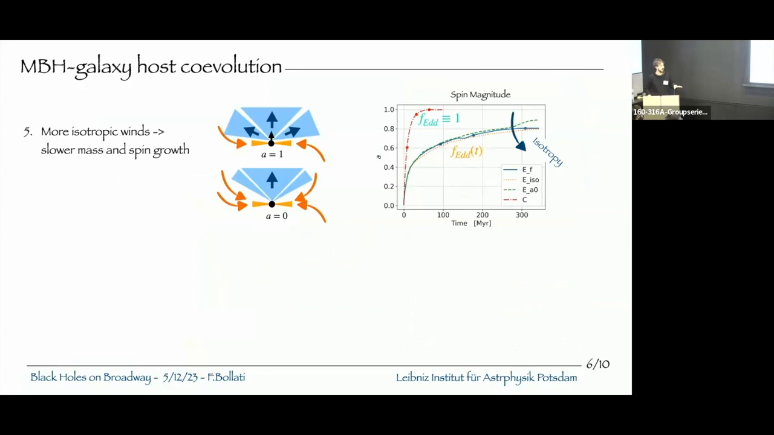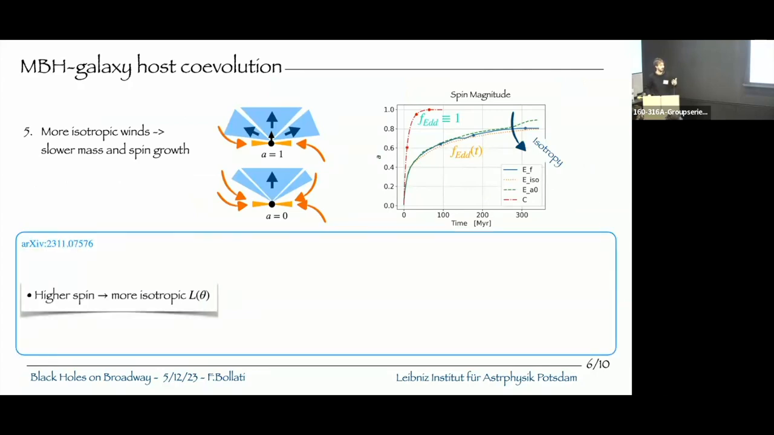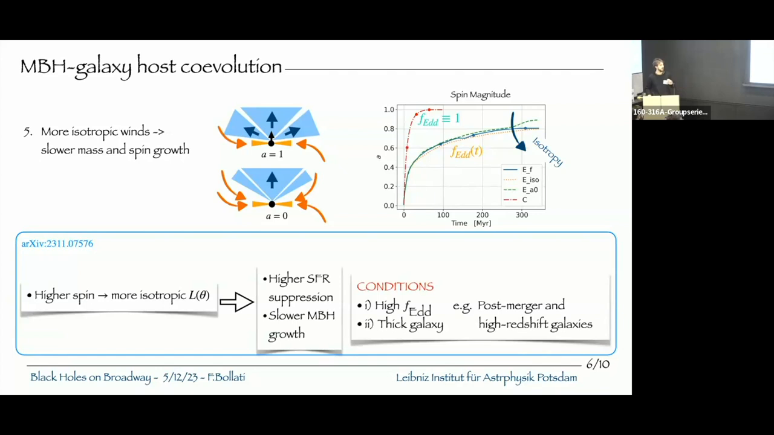To summarize this first part, we saw that for higher black hole spin, we have a more isotropic feedback angular pattern, and this can translate into higher star formation suppression and slower black hole growth. The sensitivity to the feedback angular pattern can be better appreciated at a higher accretion rate and for more spherical geometries of gas around the black hole that enhance the ISM and wind coupling. Both these conditions are likely to be found in post-merger and high redshift galaxies. And finally, we can speculate that low spinning massive black holes are more likely to enter a super Eddington accretion regime because they are less prone to alter the accretion in the equatorial plane.